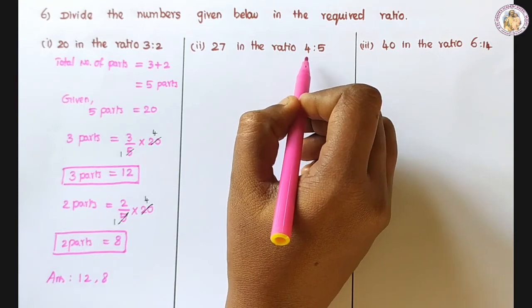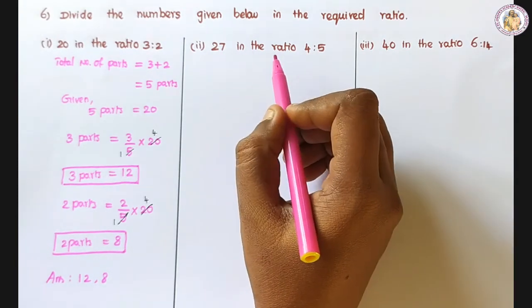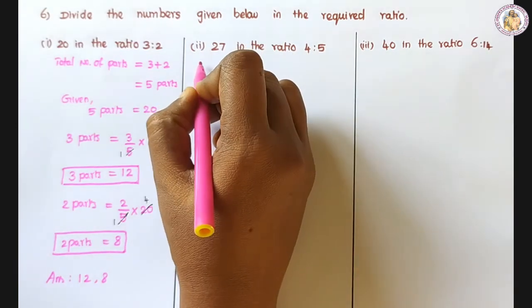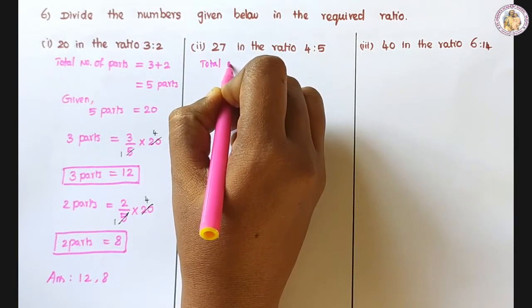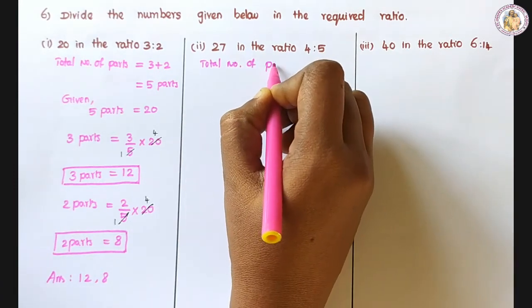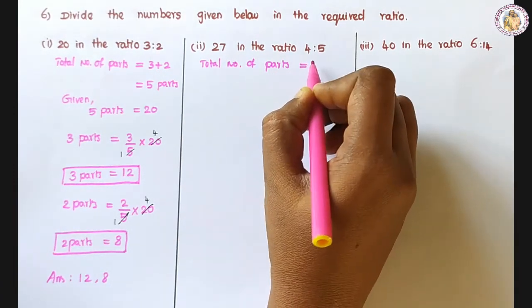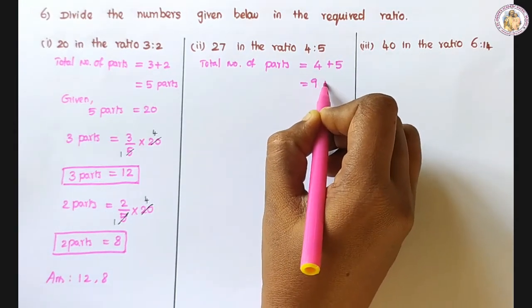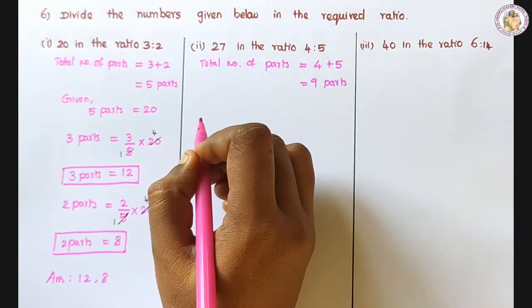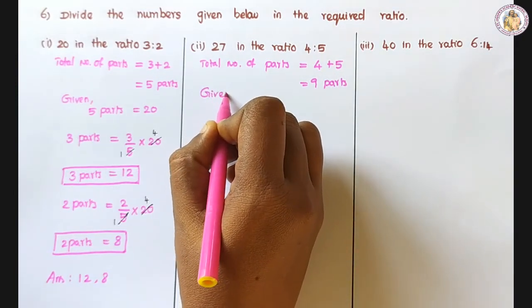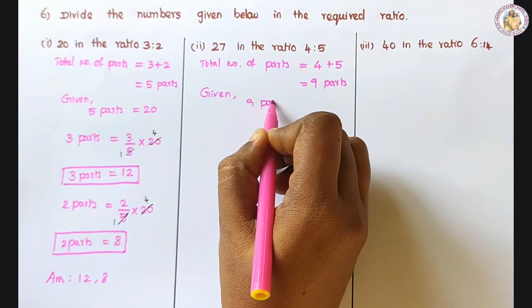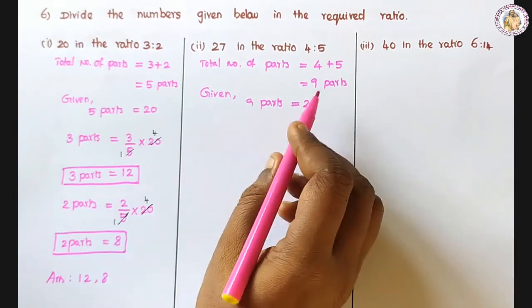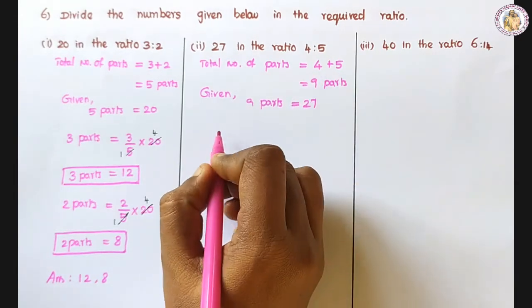27 in the ratio of 4 is to 5. 27 is divided into 4 parts and 5 parts. Total number of parts equal to 4 plus 5, that is 9 parts. So 9 parts given what? 9 parts equal to 27. Now we want to find out 4 parts and 5 parts.